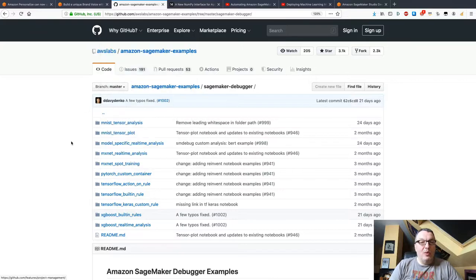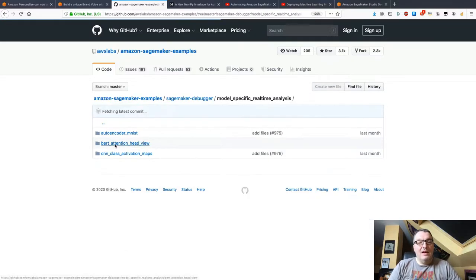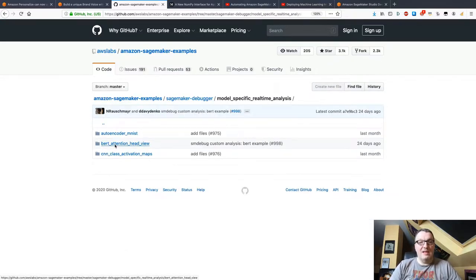And well, I have to point out the tensor analysis and the real-time analysis examples here, they are absolutely amazing. They are really, really impressive. There's a BERT example. BERT is a state-of-the-art natural language processing model, and you can visualize in real-time while it's training how the model is actually training.